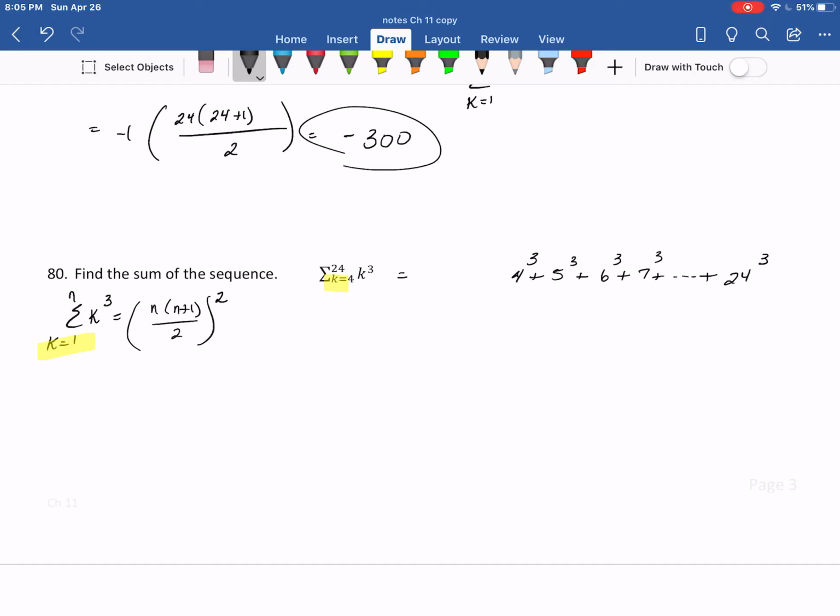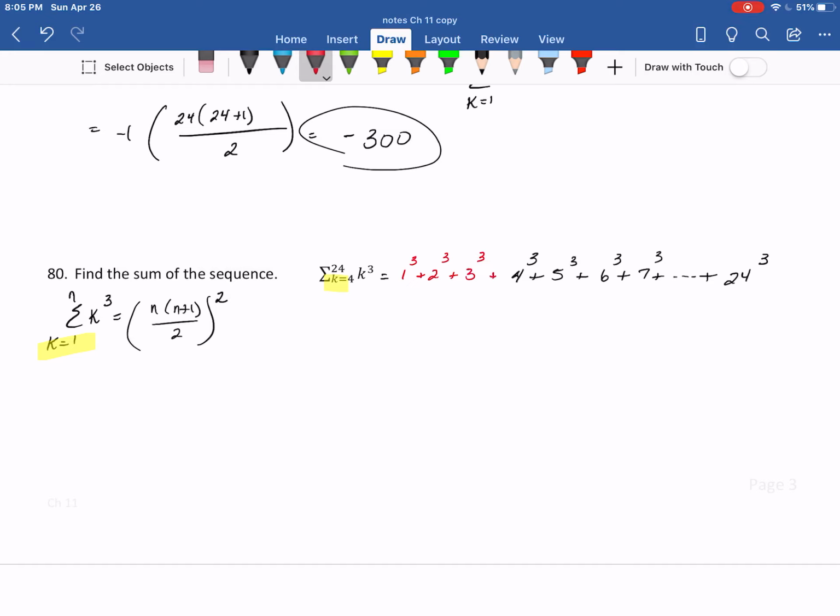So the thing you need to consider here is, well, what's being left out? What am I not including? Well, you're leaving out 1 cubed, 2 cubed, and 3 cubed.